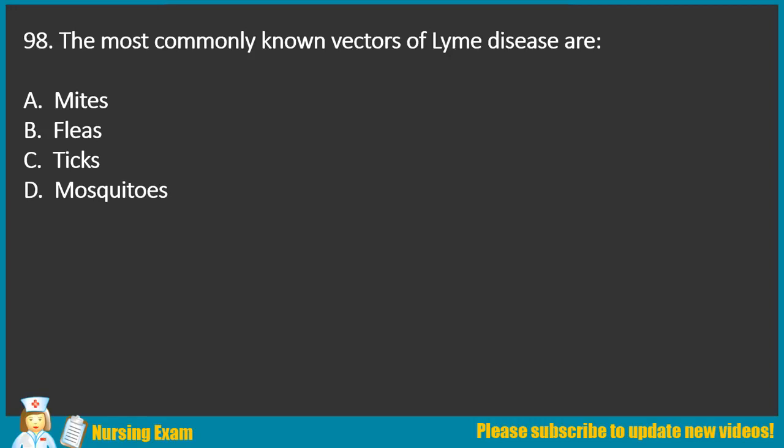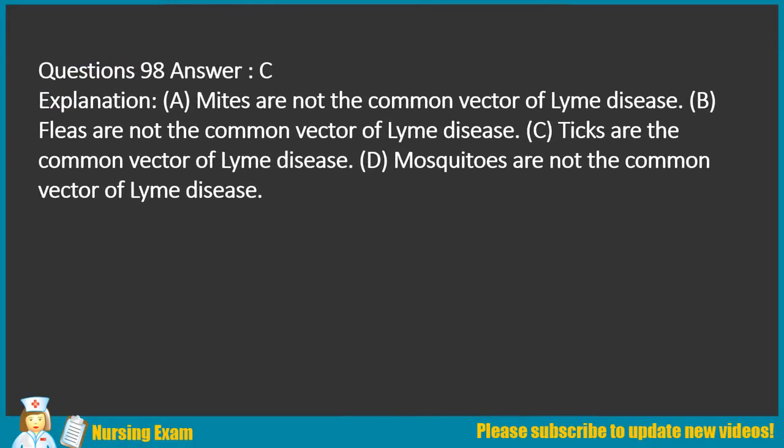Question 98. The most commonly known vectors of Lyme disease are: A. Mites. B. Fleas. C. Ticks. D. Mosquitoes. Question 98 Answer: C. Explanation: A. Mites are not the common vector of Lyme disease. B. Fleas are not the common vector of Lyme disease. C. Ticks are the common vector of Lyme disease. D. Mosquitoes are not the common vector of Lyme disease.